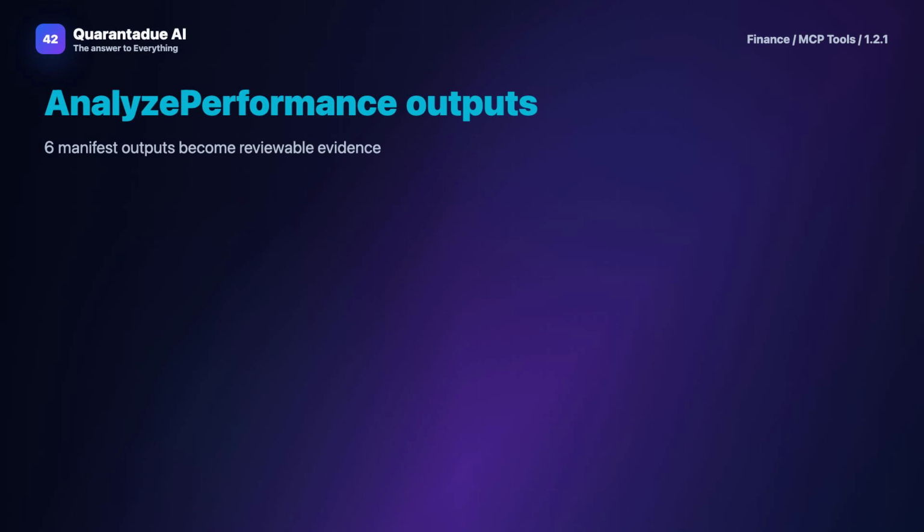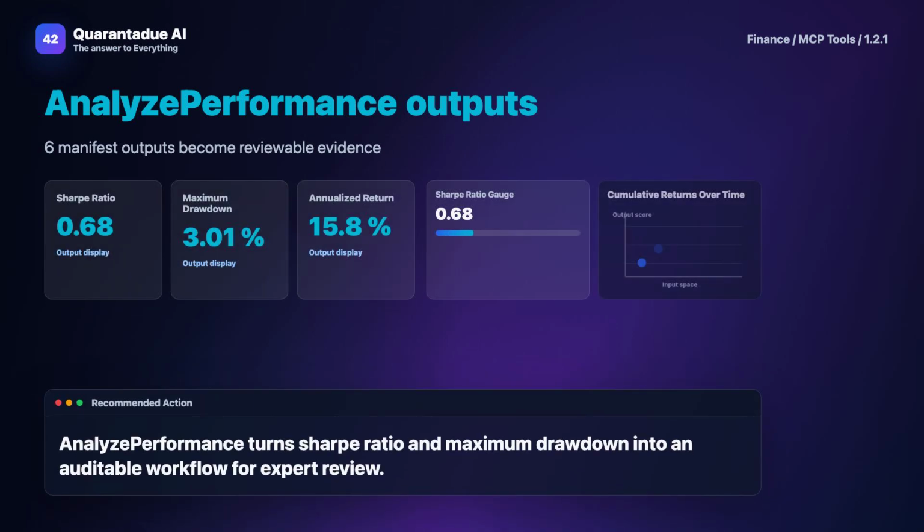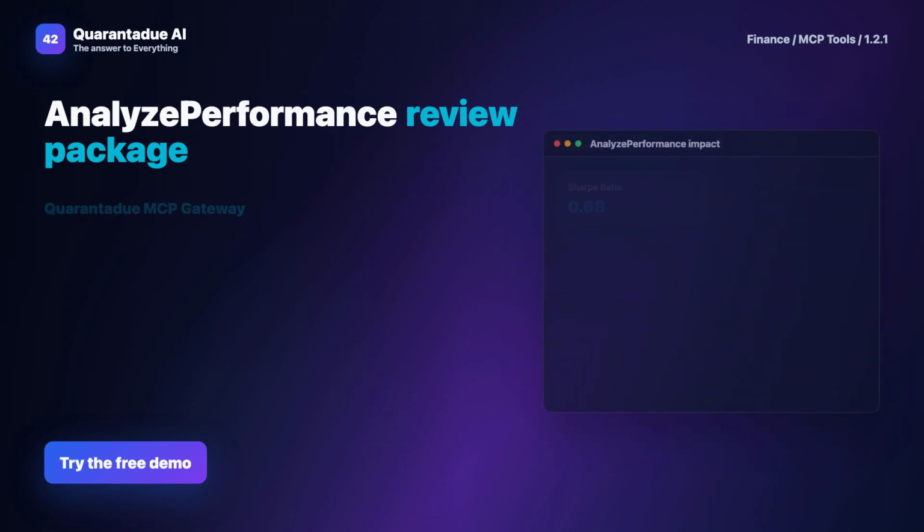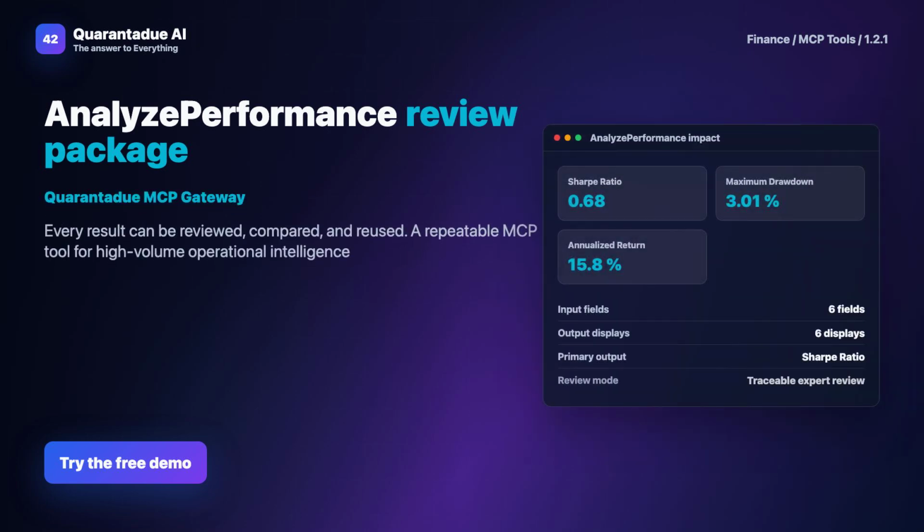For drawdown, calculate the maximum peak-to-trough decline in cumulative returns over the analysis period. And calculate the Sharpe ratio by subtracting the risk-free rate from the annualized return and dividing by annualized volatility. This keeps the process deterministic, reviewable, and aligned with how finance teams actually make decisions.